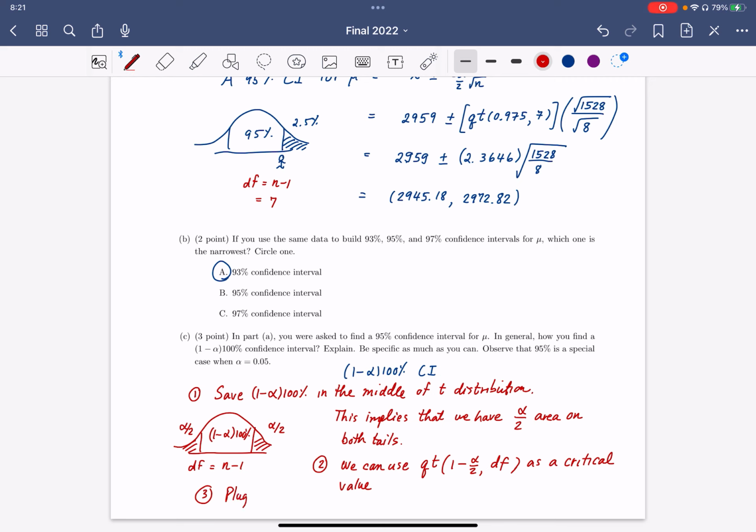And then number 3, plug in all quantities, and you will get to the answer. Plug in all quantities: x bar plus or minus qt of 1 minus alpha over 2 with degrees of freedom, times s over square root n. All right, this is how you find a confidence interval for the mean mu. In general, if you want to find any confidence level, it doesn't have to be 95, you're going to use this algorithm. Okay. All right, next one.